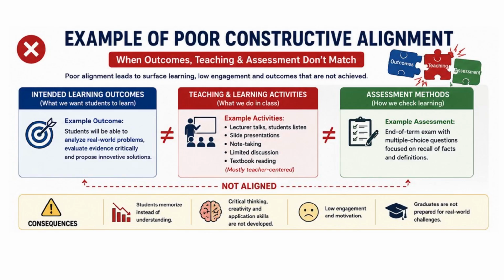To give you another example, I hope you can see this. One of the examples of the course learning outcomes is that students will be able to analyze real-world problems, evaluate evidence critically, and propose innovative solutions. So they have to analyze, evaluate, and propose. Bloom's taxonomy, all right?